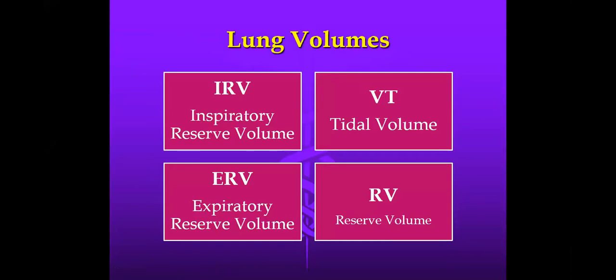All right, so our lung volumes are inspiratory reserve volume, your tidal volume, your expiratory reserve volume, and your reserve volume, also known as residual volume. Now, on your worksheet, if you saw VT, then I'm sure that you were able to understand that that's tidal volume. I don't know why it's backwards, but for the most part, it will always be VT, that's tidal volume. But if you see TV, it's the same thing. They mean the same thing.